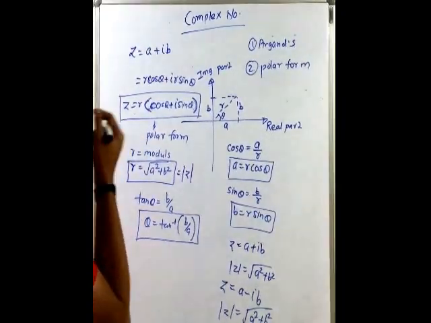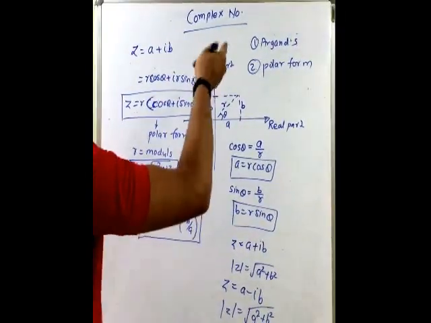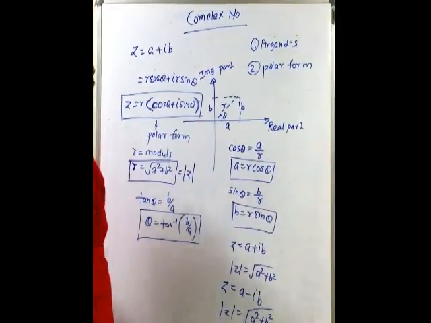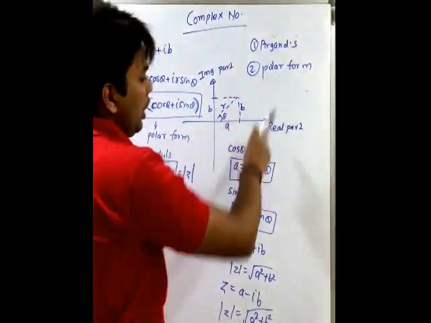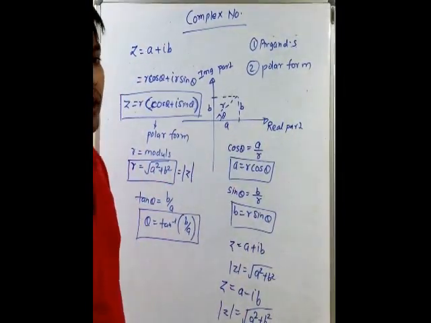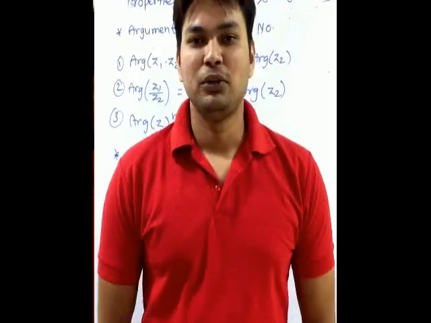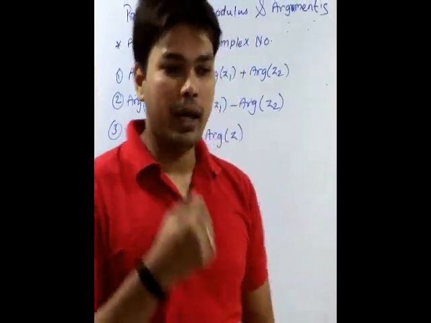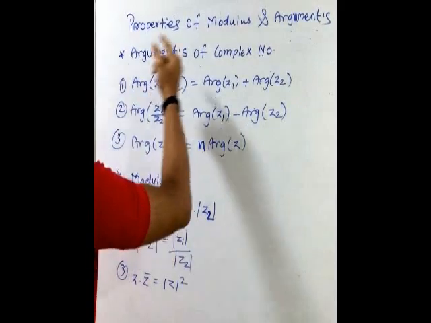So we have studied the Argand's diagram, how to represent a complex number in a graphical manner, and we have studied the polar form. Now we are going to study the Euler's form. Next is the properties of modulus and arguments. So what are the properties of modulus and arguments?